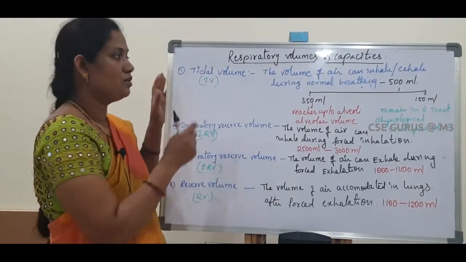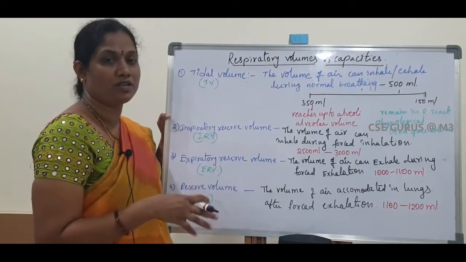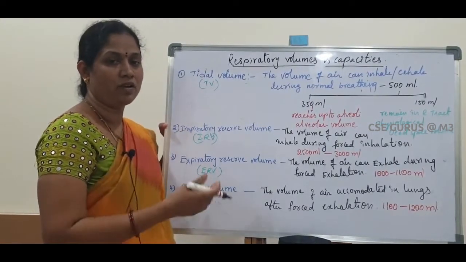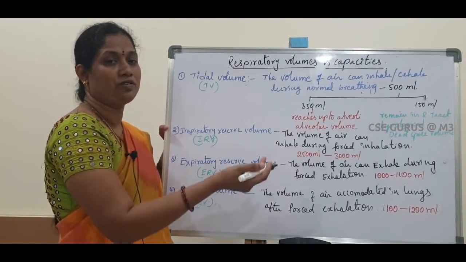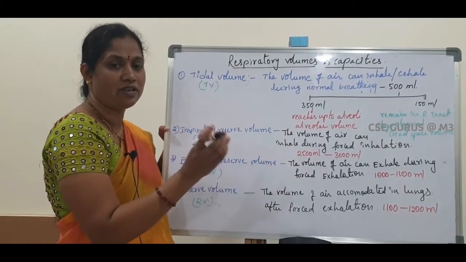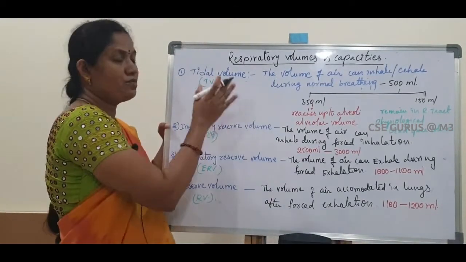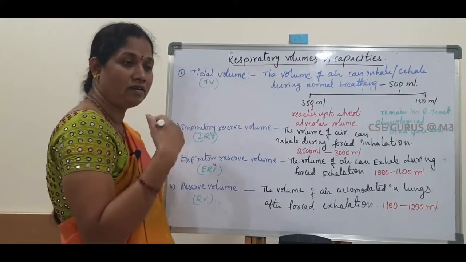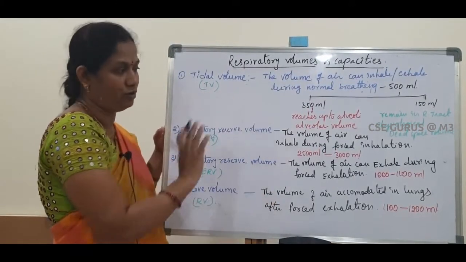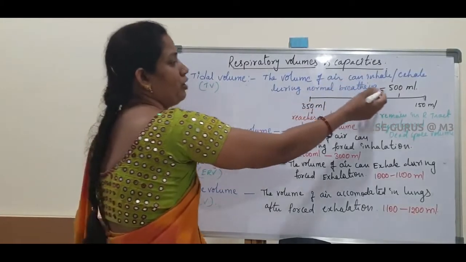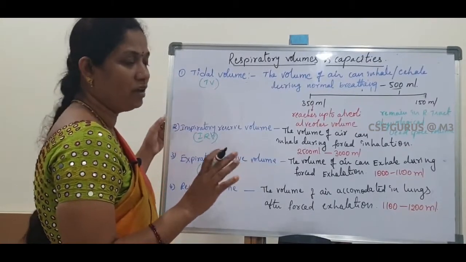Tidal volume means the volume of air we can inhale or exhale during normal breathing. How much air enters inside and how much air is released outside, that volume is called tidal volume. This is about normal breathing. Normally it is about 500 ml in a healthy person.